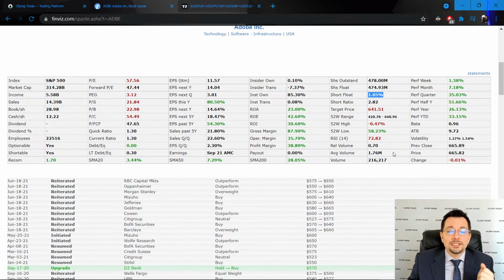Another important statistic is average volume. This is the average volume it does on a daily scale. And relative volume is how much of the volume we have already traded in relation to the average daily volume.